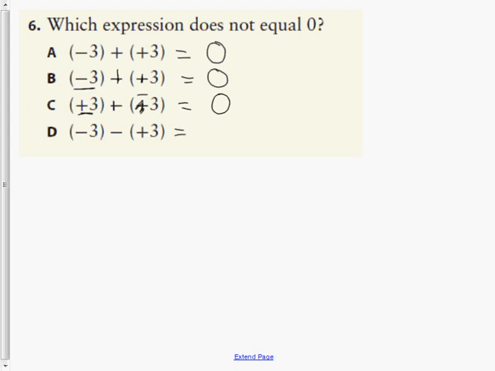Hopefully the last one's not 0. -3, change it to addition and use the opposite. 3 negatives and 3 more negatives is -6. So D does not equal 0.